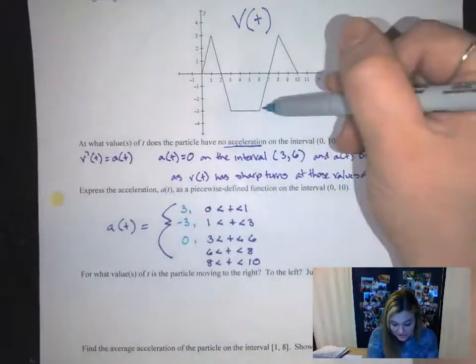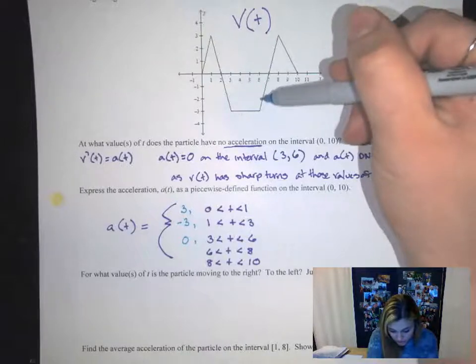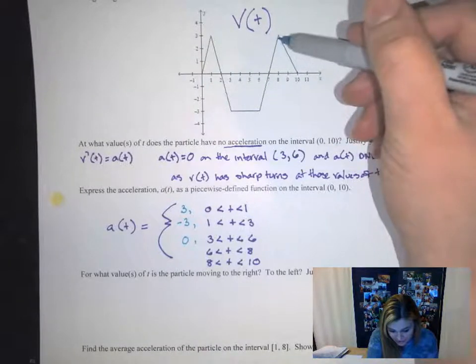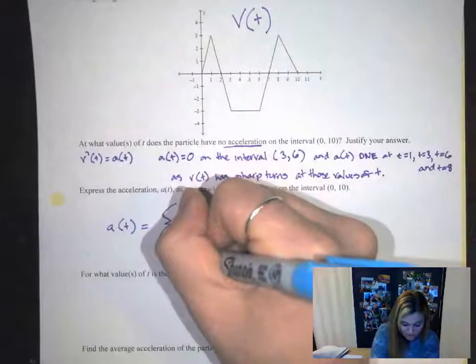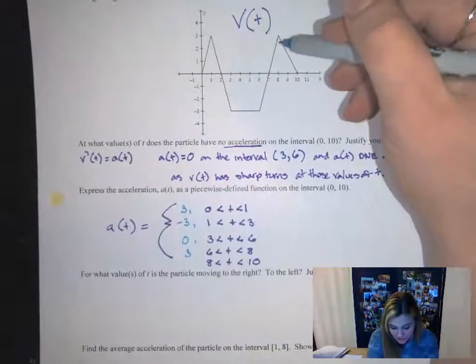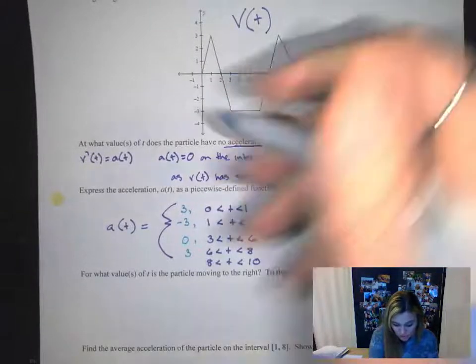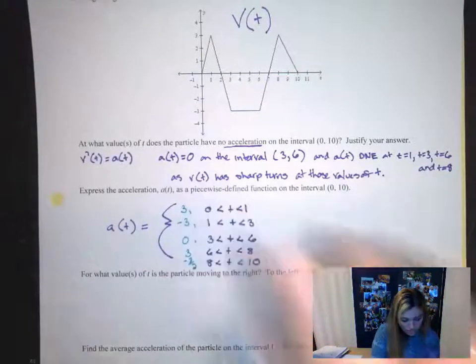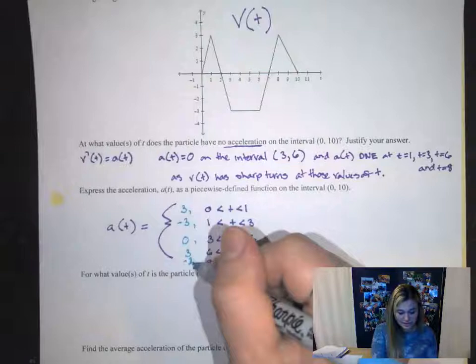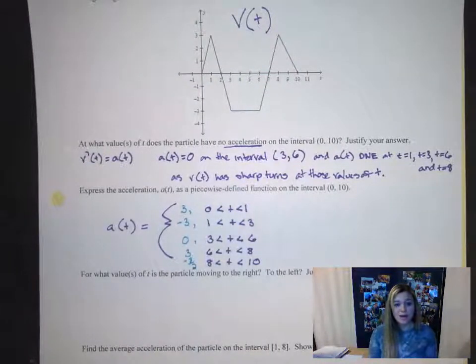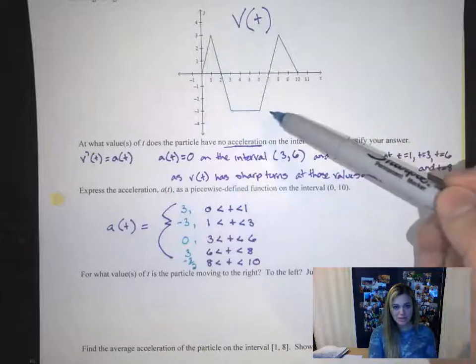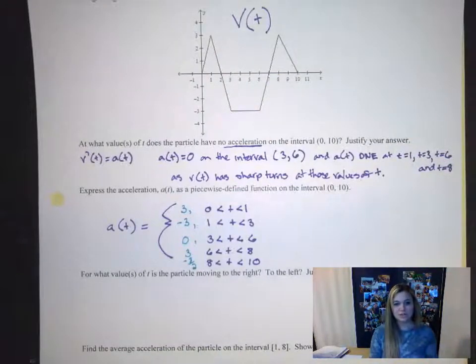From 6 to 8, what's the slope? Well, I'd be going up 3 to here, 3 to here, so that'd be 6. And then I'm going over 2, so +3 again. 8 to 10, I'd be rising a -3, running 2, so -3 over 2. It's hard to see. That says -3 over 2. And so a of t is just the slope of v of t at particular moments. But because on these intervals I'm just seeing straight lines, you can just find the slope. The average rate of change is equal to the instantaneous rate of change also at those places.